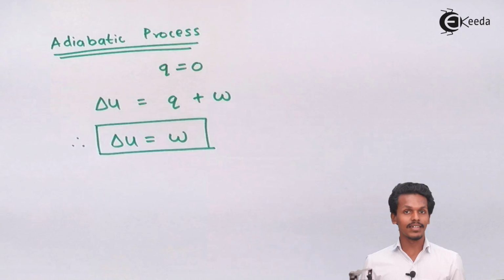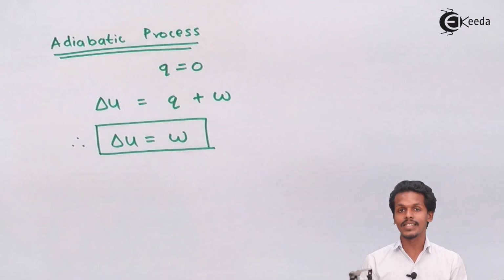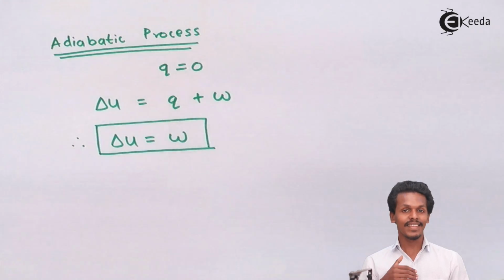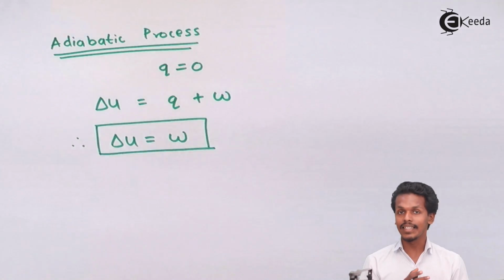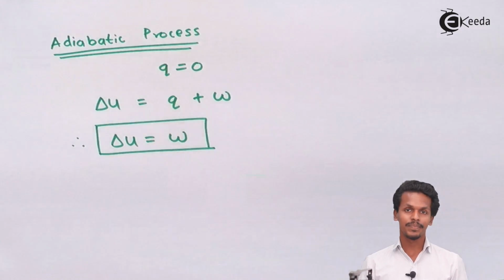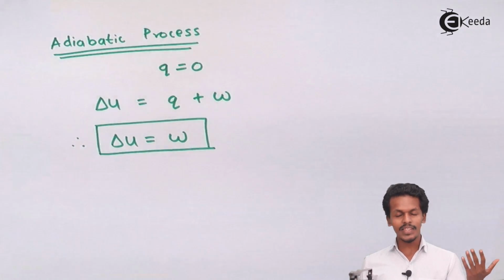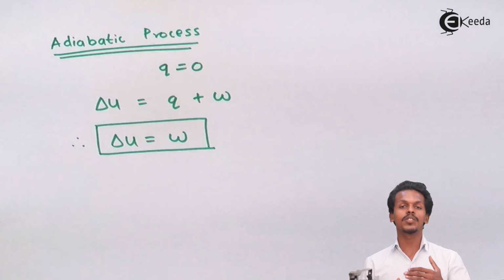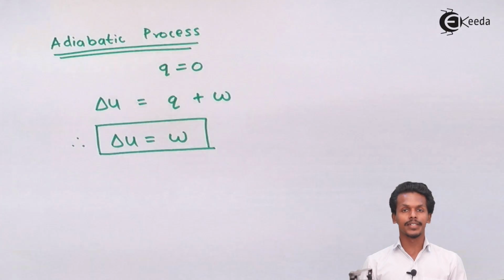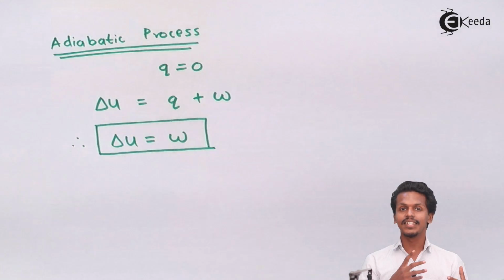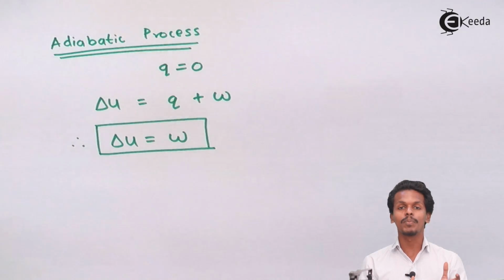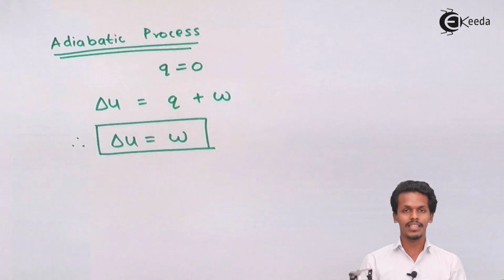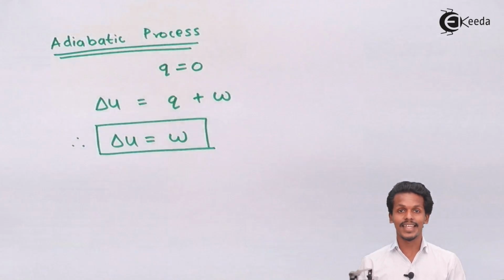So that is what they are telling about. This is a very clear indication that if we do work on the system by the surroundings, then there is an increase in internal energy, that is delta U. If W, in this case, is negative, it clearly indicates that the system has been performing work on the surroundings, and in this case delta U would be negative, which means it would decrease.